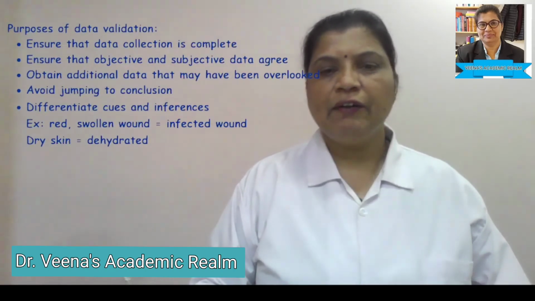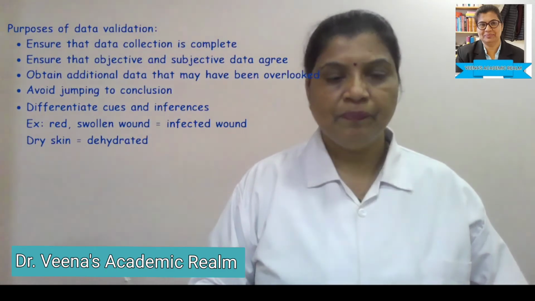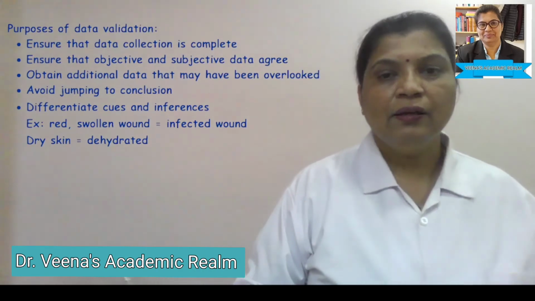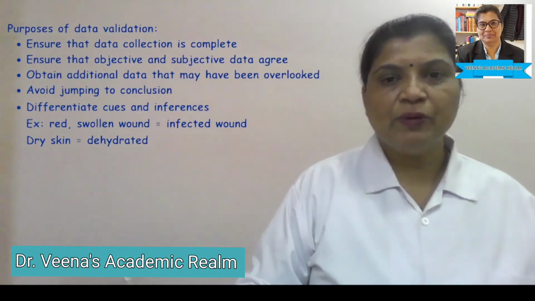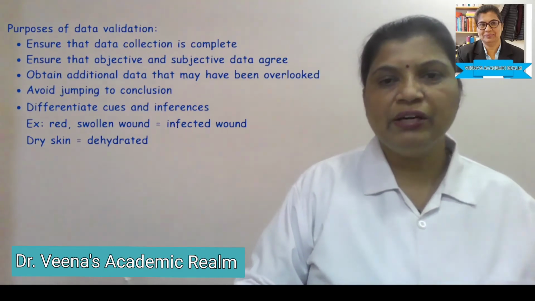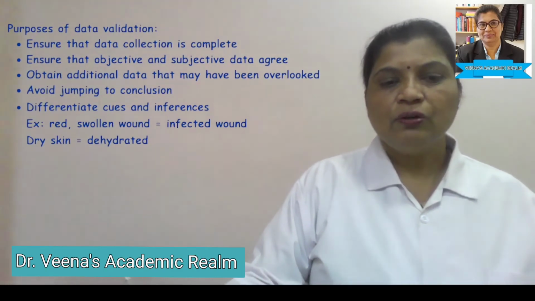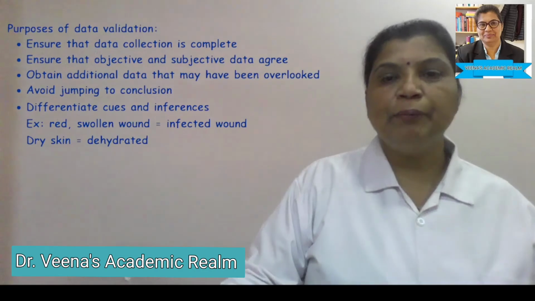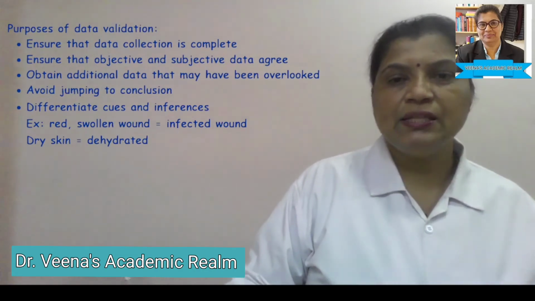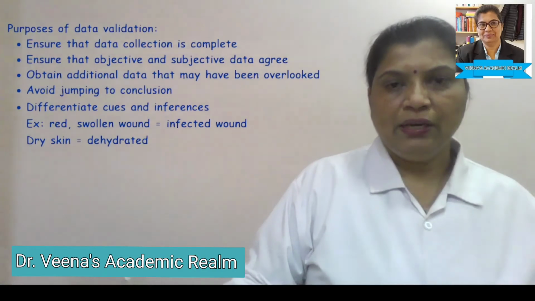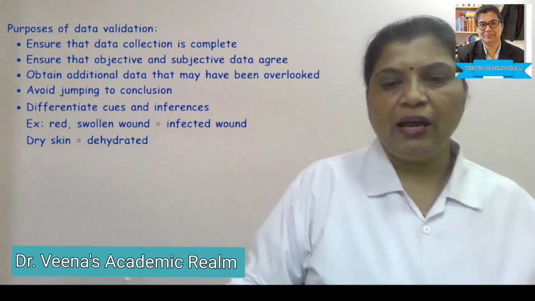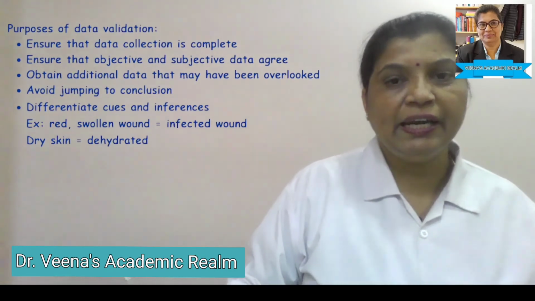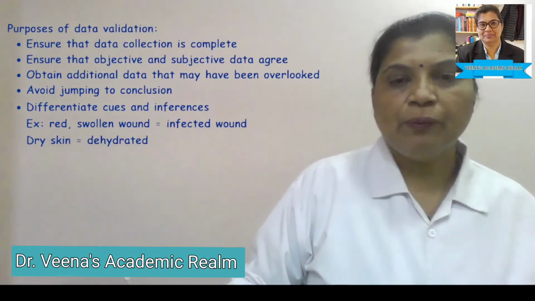Next is the purpose of data validation. So what are the purposes of validation of the data? To ensure that the data collection is complete, whether the information we have received is incomplete or complete, we need to identify. Next, to ensure that the objective and subjective data agree, or we can compare the subjective and objective data, so we can see the accuracy of the information. Then to obtain additional data that may have been overlooked, and whatever excess or useless data we can delete. Then, avoid jumping to conclusions.